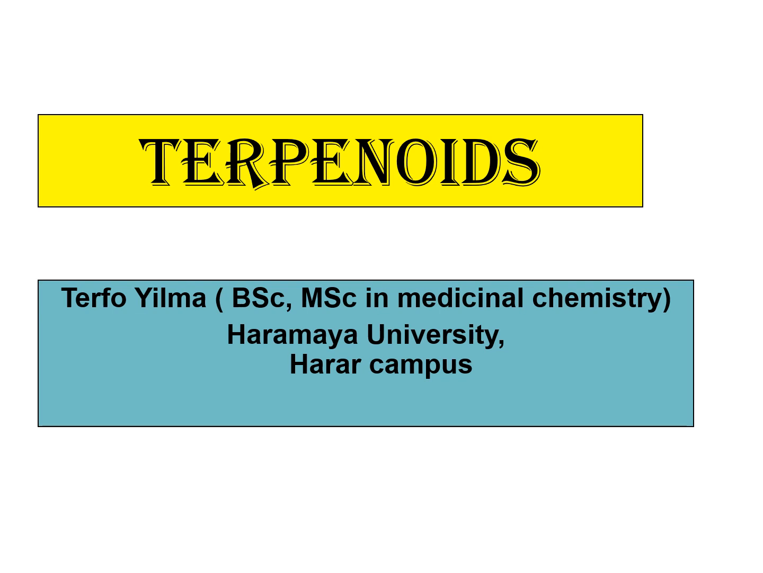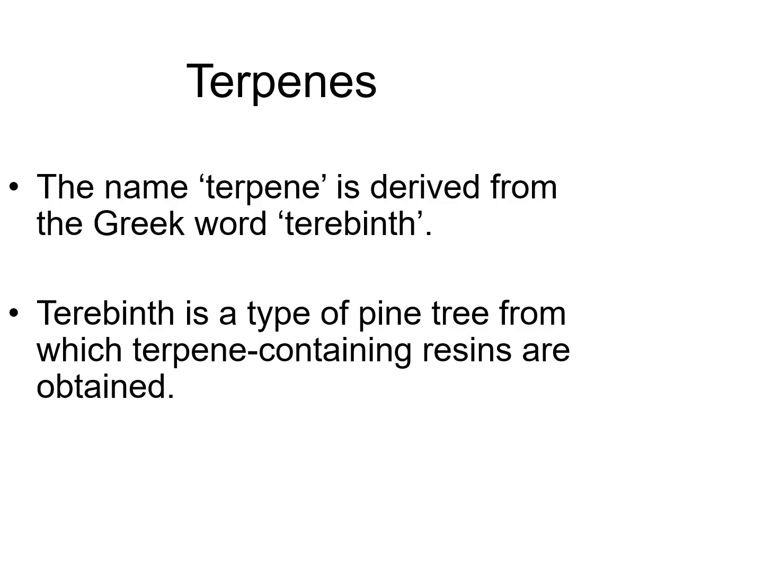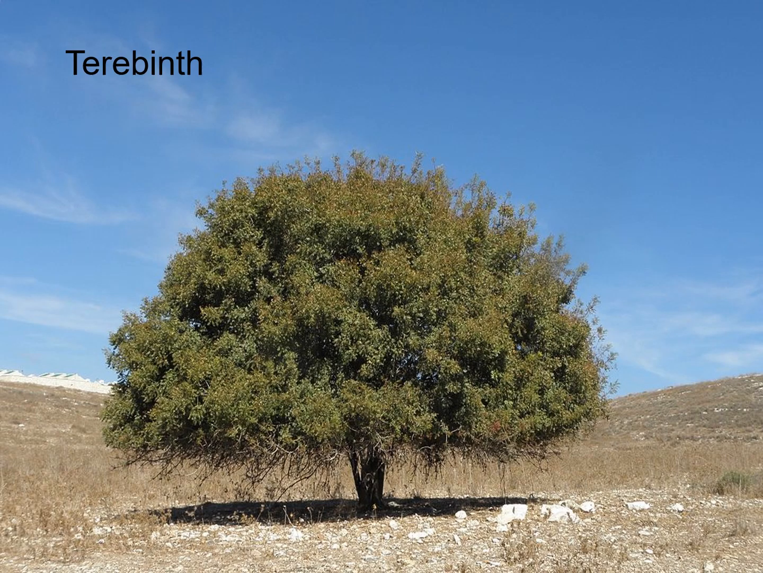So when you come directly to the introduction, the name terpenes comes from the Greek word terpentis. Terpentis is the name of the pine tree from which terpene-containing resin was obtained for the first time. So these terpenes come from the name of that tree, which has resins inside. This one is the figure of the tree, which is called the terpentis tree.